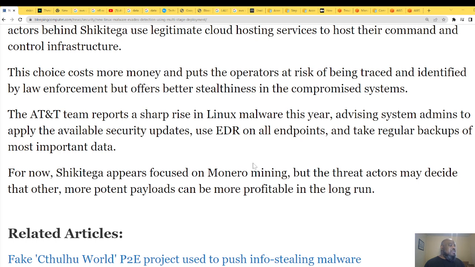AT&T reported a sharp rise in Linux malware this year, advising system admins to apply available security updates, use EDR on endpoints, and take regular backups of the most important data. For now, it appears to focus on Monero mining, but the threat actors may decide that other more potent payloads can be more profitable in the long run. So right now they're focusing more on Monero mining than ransomware, right? But if the Monero mining is not making money, the software is on there. They can just encrypt your hard drive and ask you for a ransom, right?